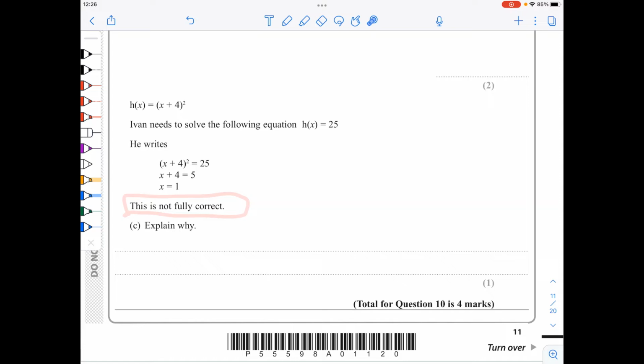Explain why. I think the mistake is where he took the square root. When you take the square root, you need to put a plus minus. So he should have actually said x plus 4 is plus minus 5. So either x plus 4 is 5, which he obtained, or x plus 4 is negative 5. So this leads to solutions of 1 or negative 9. So there were 2 solutions, not just one, that Ivan obtained.